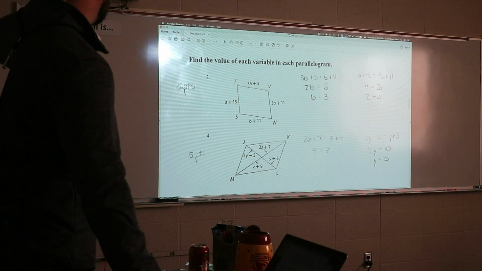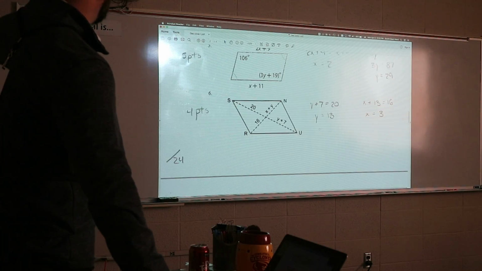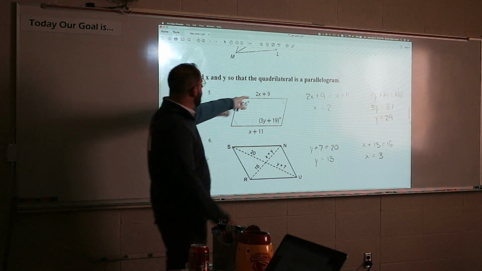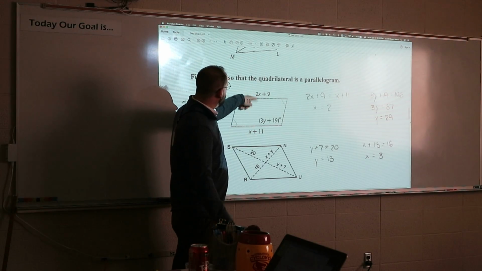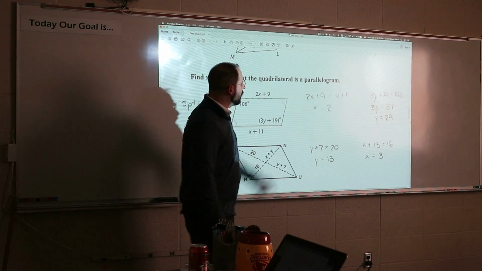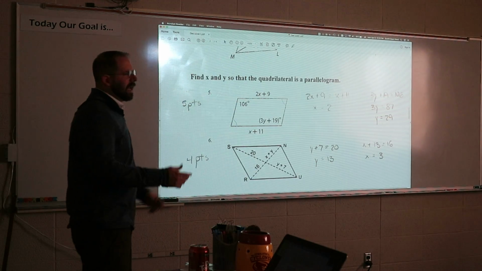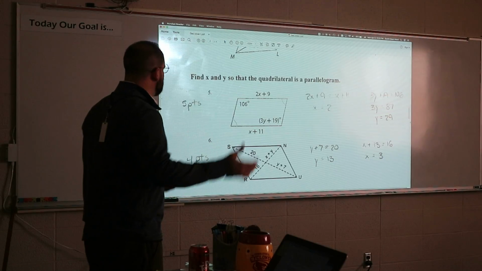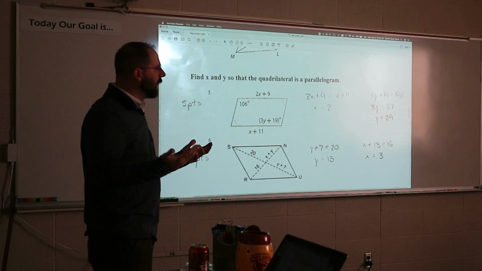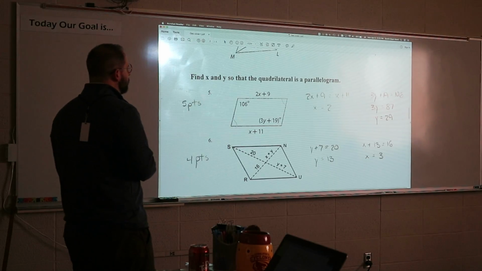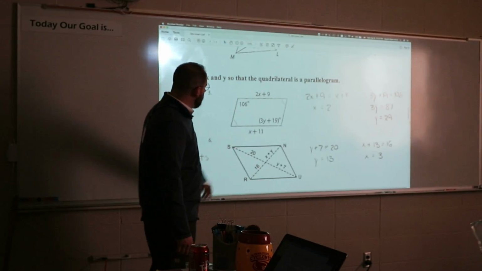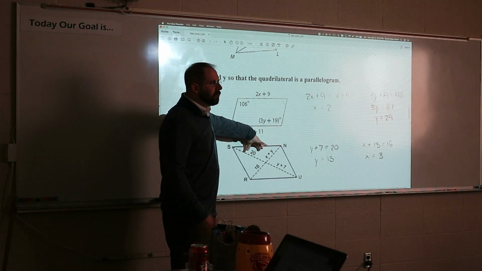Problem number 5, you just had to set the opposite walls equal, because it is still a parallelogram, so opposite walls are equal. I set the opposite angles equal to each other. You can solve for that. Again, I had a lot of people trying to make up numbers and solve. There's a couple different ways to find y, but I thought the easiest way was just setting the opposite angles equal.